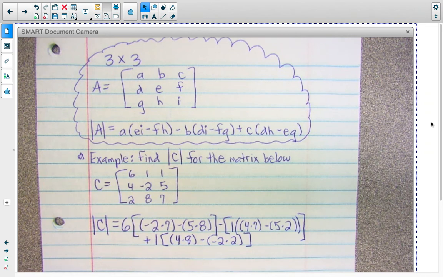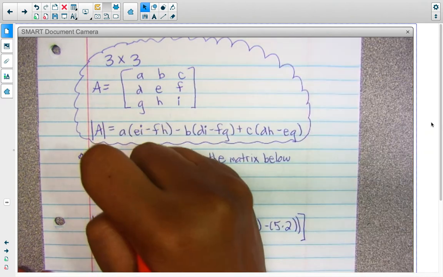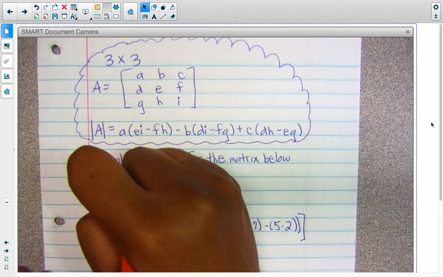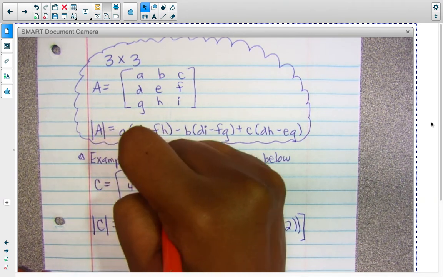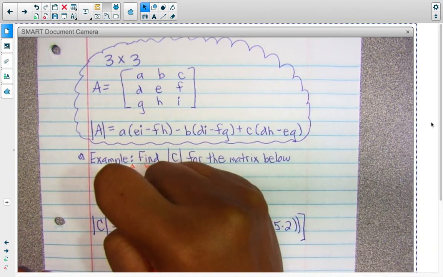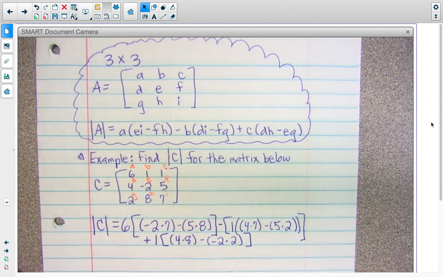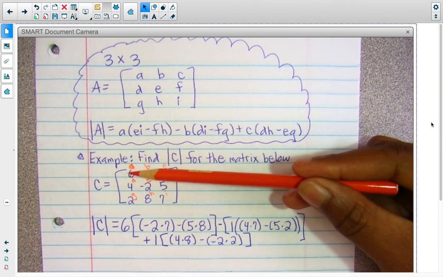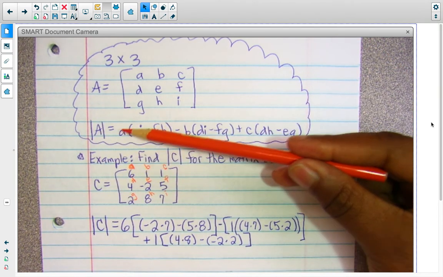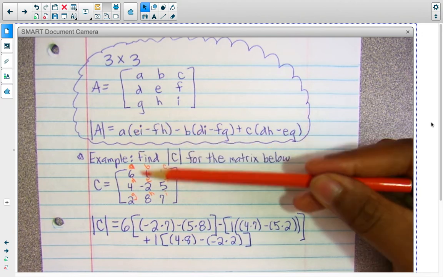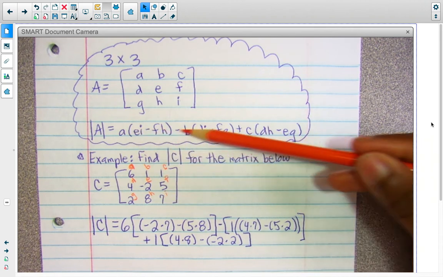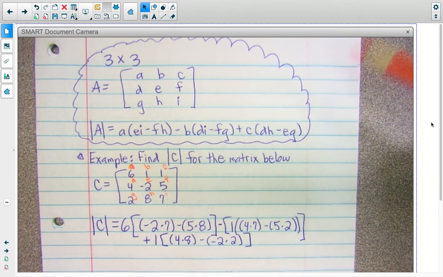If you need to, there's nothing wrong with labeling that this is A, this is B, this is C, etc., and so on throughout the whole matrix, so that you can see that where the formula says A, I'm going to plug in 6. Where the formula says E, my E is -2. Where the formula says I, I'm going to plug in 7, etc., and so on. So don't hesitate to do an extra step if that's going to help you be successful.